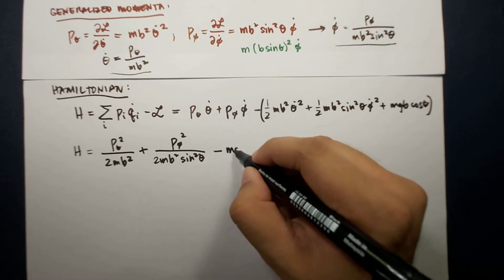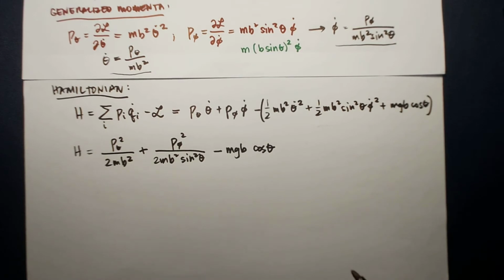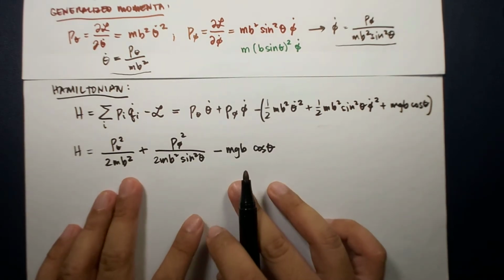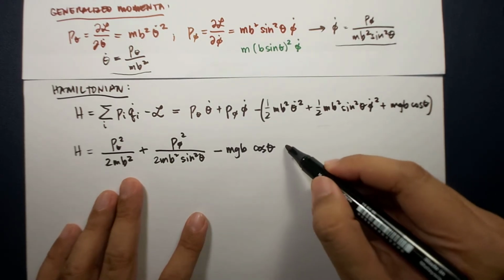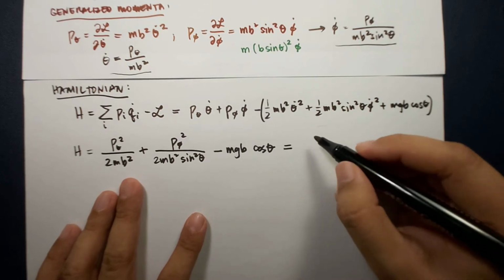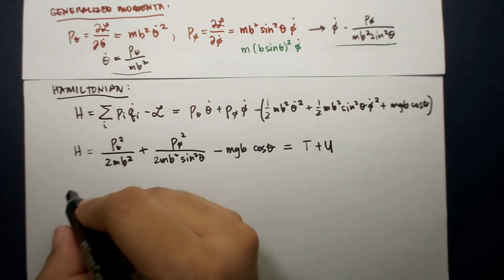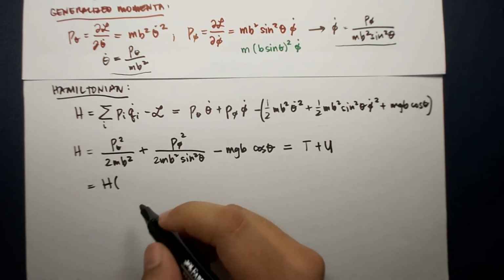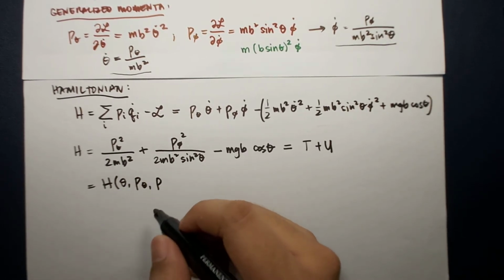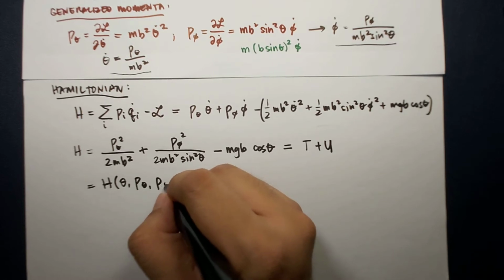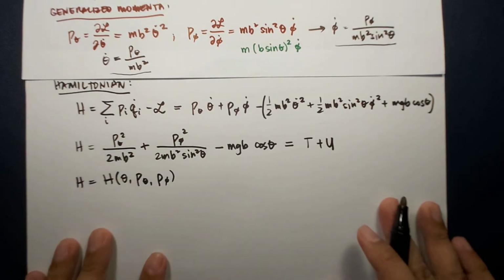minus m g b cosine theta. Okay, so if we compare this to our total energy, we can actually compute the total energy, which is equal to T plus U. Here we see that the Hamiltonian is a function of theta, phi, P theta and P phi.